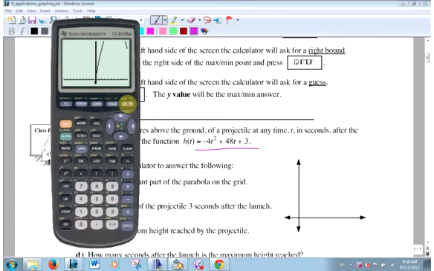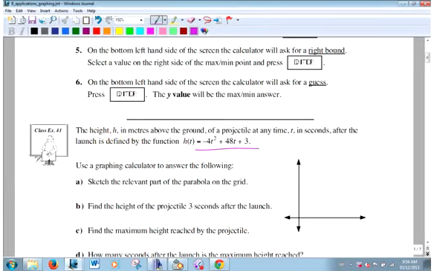Let's go back and think about this question a second. I didn't even read it, did I? The height h in meters above the ground of a projectile, here it is, at any time t in seconds after the launch. Okay, what does that mean, after the launch?